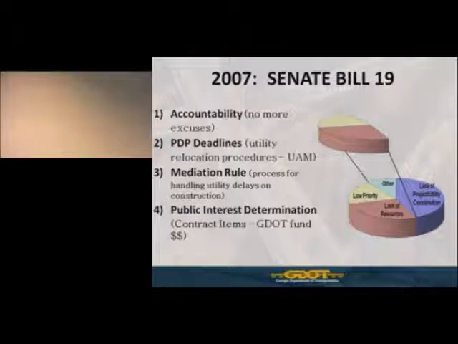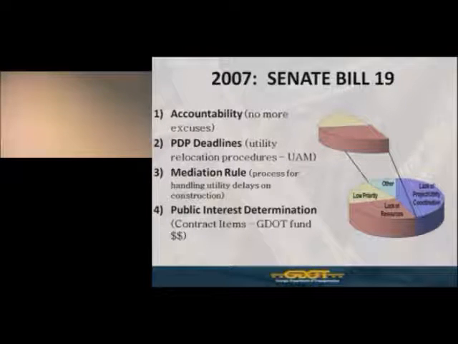The PDP deadlines, as I mentioned earlier, the Preconstruction handbook, as far as it relates to utility relocation procedures, and the Utility Accommodations Manual, or UAM, there was nothing really tying the manual to the PDP deadlines. What we looked at was bringing that together and tying those milestones between the manual and the pre-construction phase of projects into one. The mediation rule. What the mediation rule does, it puts in place a process for handling utility delays on construction. It also allows for handling delays as it relates to a utility adjustment schedule in the pre-construction phase, and I'll discuss each of those in greater detail a little bit later.